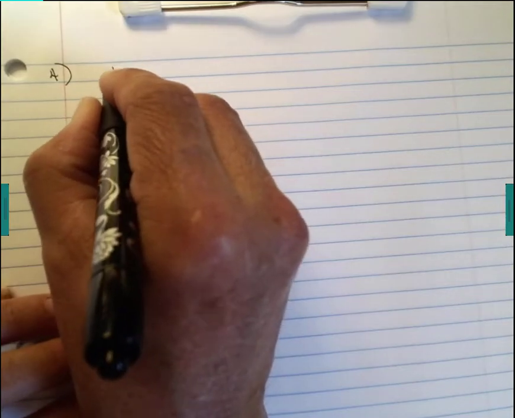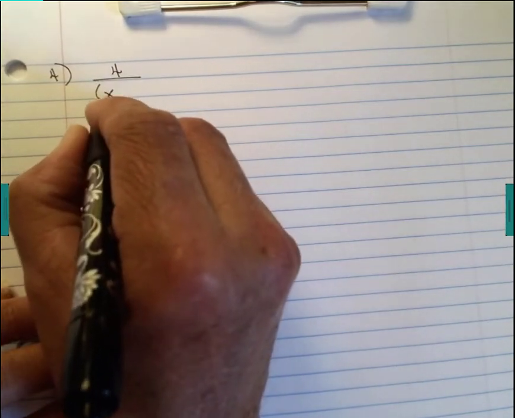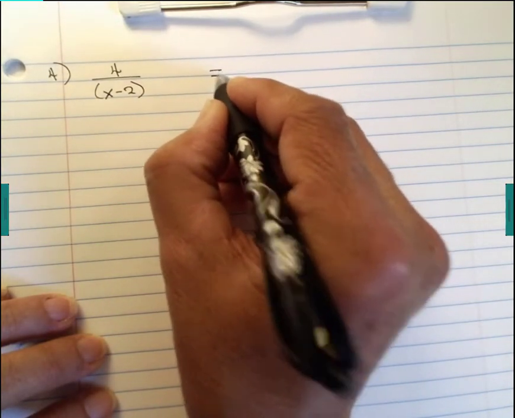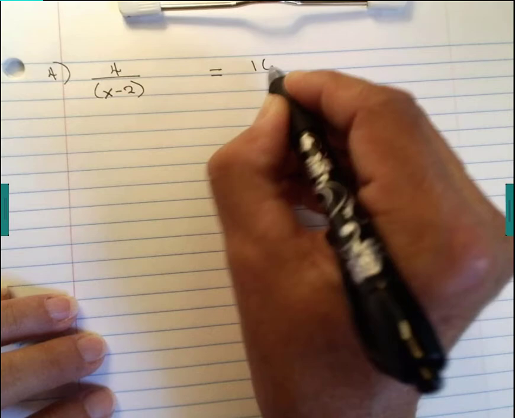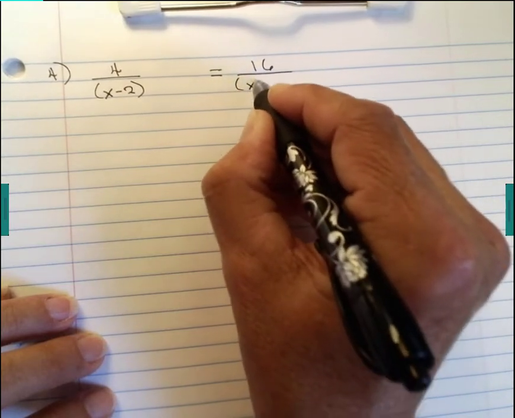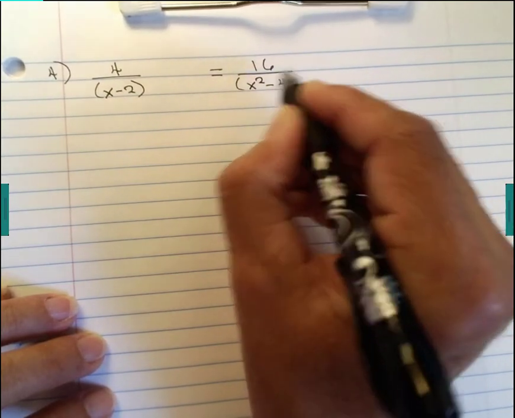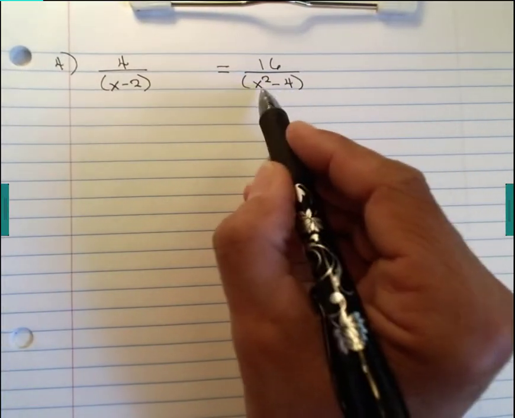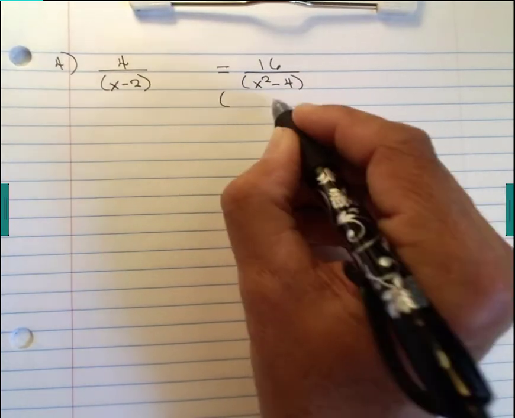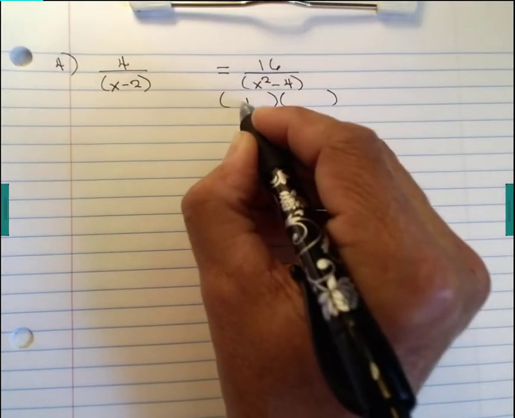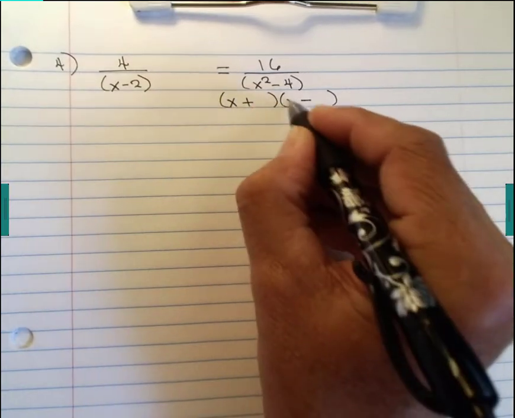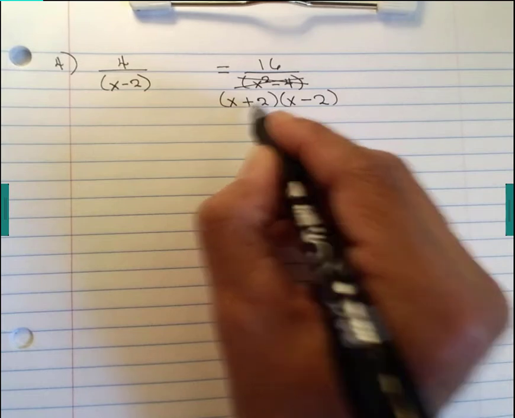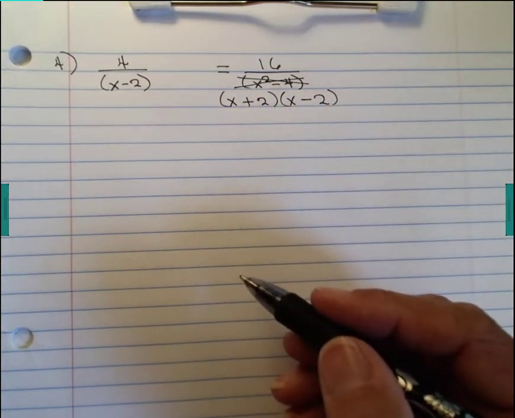This one is 4 over x minus 2. I'm putting that in parentheses because I can't do anything with it as it is. But I'll put some space. Is equal to 16 over x squared minus 4. Now, I can't find an LCD until I have factored this binomial, but fortunately, this is a difference of two squares. So it factors into one of each sign, square root of the first term, square root of the second term. Now I can cross that out because I just factored it and replaced it with the two binomials.